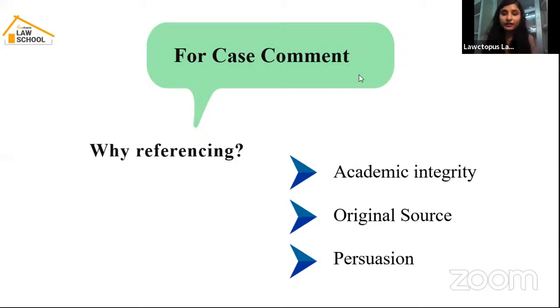How do you do referencing? First of all, I want to talk about why referencing, because there is academic integrity. You cannot use somebody else's arguments and pass them off as your own. Second thing is to cite the original source, to be able to track the original source from where you have derived, or to be able to tell the reader where the reader can locate the original source from where I've got the citation.